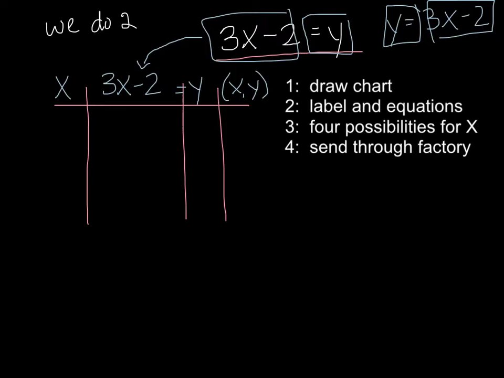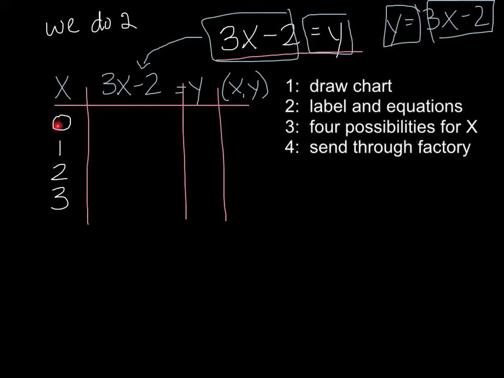Step 3 is the 4 possibilities for x. And remember I said keep those 4 possibilities. They could be whichever numbers you want them to be, but since we're going to be doing some calculations with them, let's keep those numbers nice and small, tiny little numbers, so we could do the math fast in our heads. 0, 1, 2, and 3. Those are 4 possibilities for x. And then we're going to send those numbers through the factory.